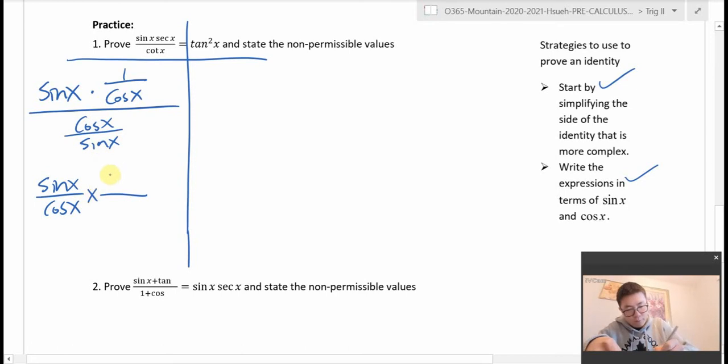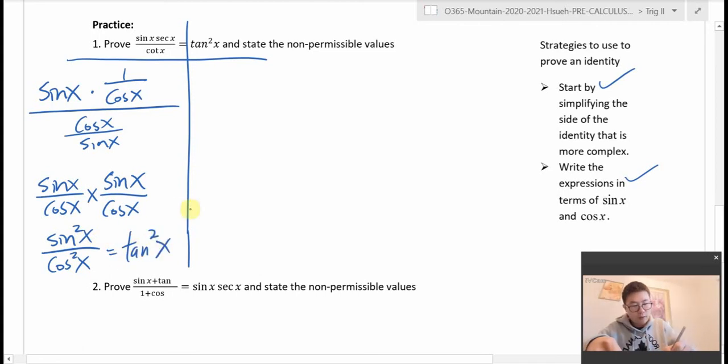So if we flip to a simple multiplication, it becomes multiplying by sine x over cosine x, which then we get sine x times sine x, which is sine squared. Cosine times cosine is cosine squared. We know that sine over cosine is tangent squared. And there you go. That's the same thing on the right-hand side. We got tangent squared x right here as well. Okay, so that's how you prove the first question here.